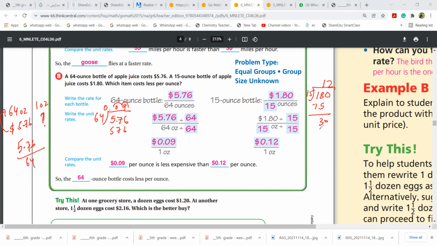15 times 2 is 30. And the point is before two numbers. Two numbers. 0.12. I put it down. Your answer is 0.1. So it is less expensive, of course.